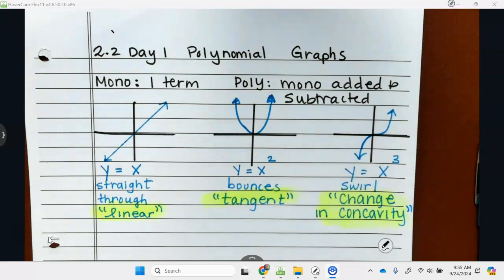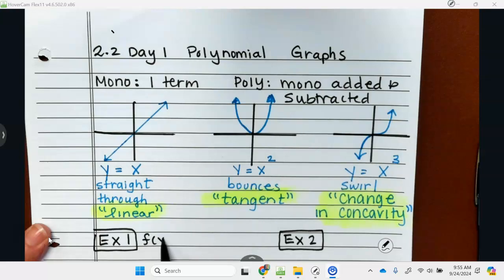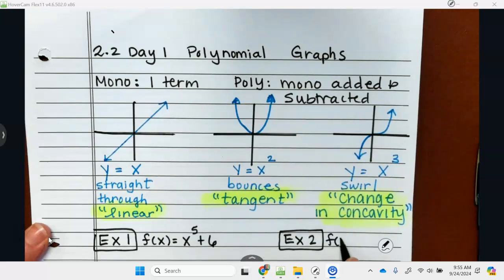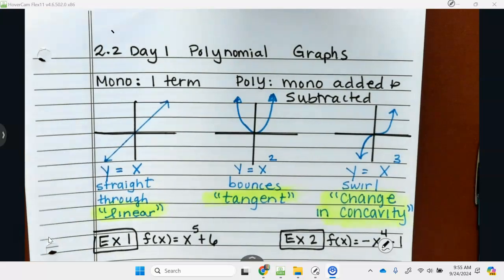So let's talk a moment about some little baby examples here. I'll put example 1 on that side. I'll put example 2 over here. Example 1 is going to be f of x equals x to the 5th plus 6. Over here, we're going to have a leading negative. This is going to be negative x to the 4th minus 1. Ooh, let me move this up.